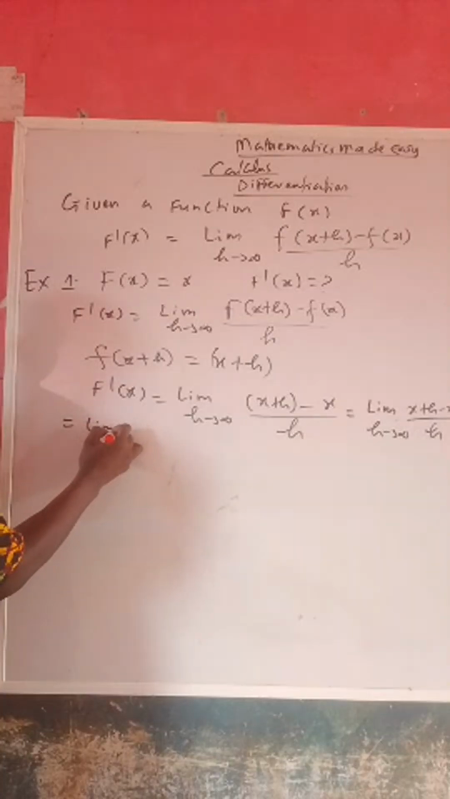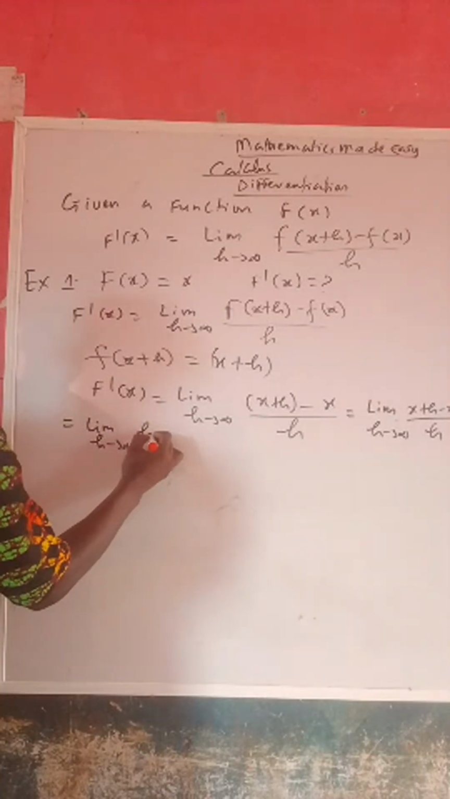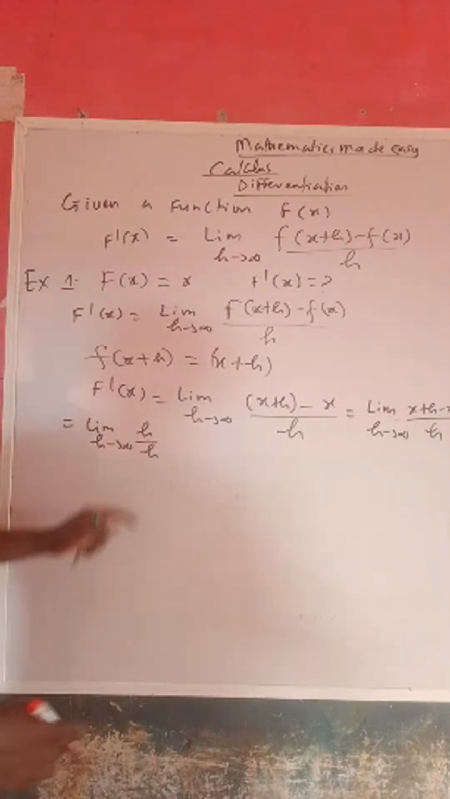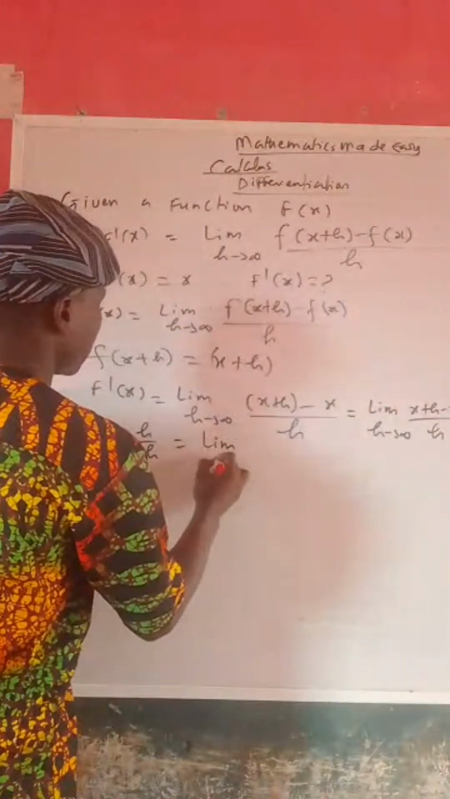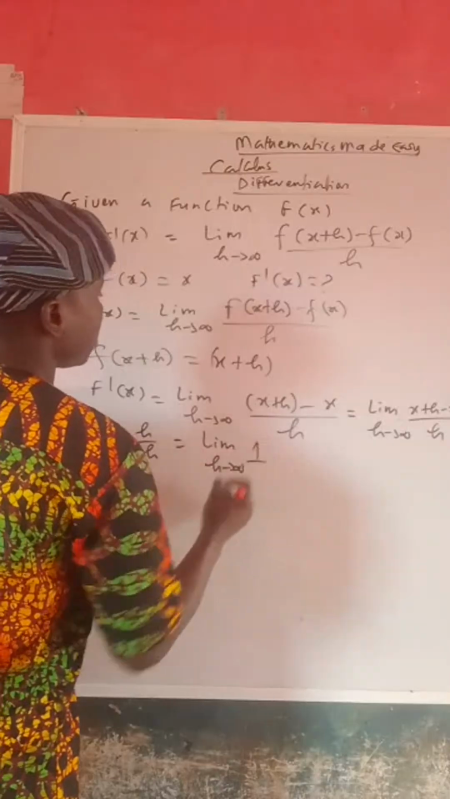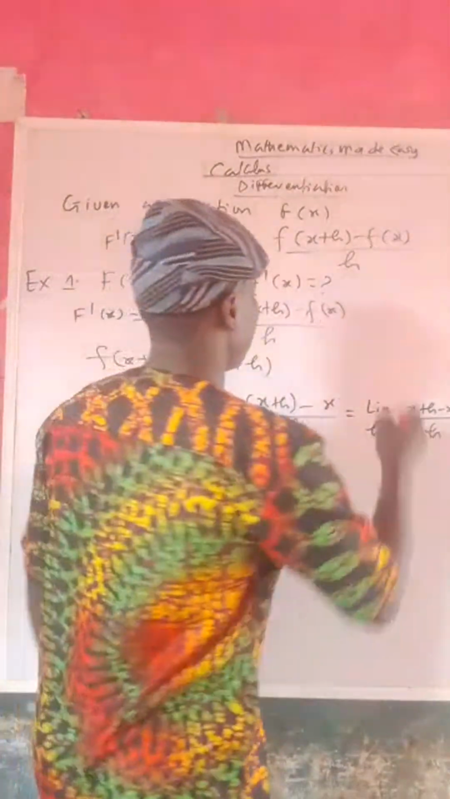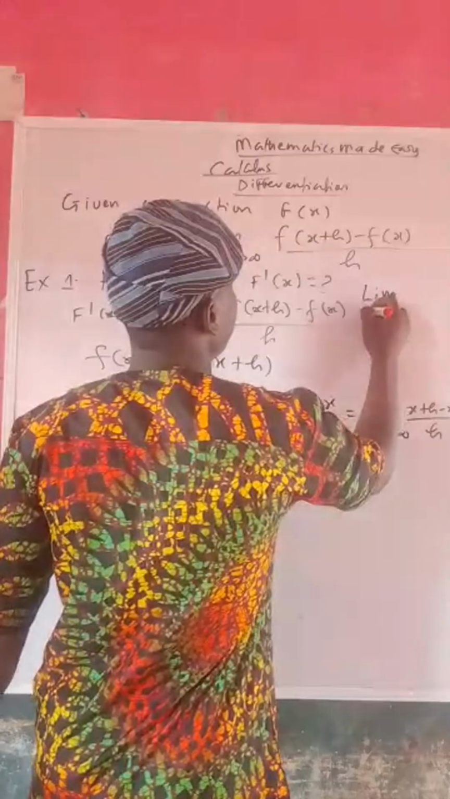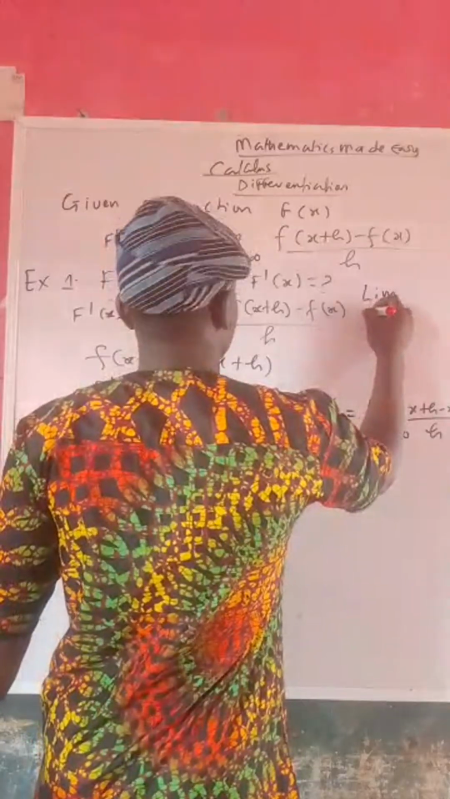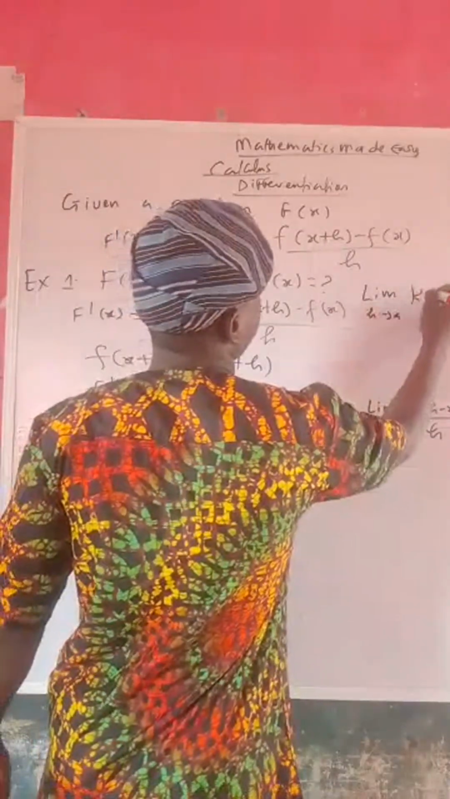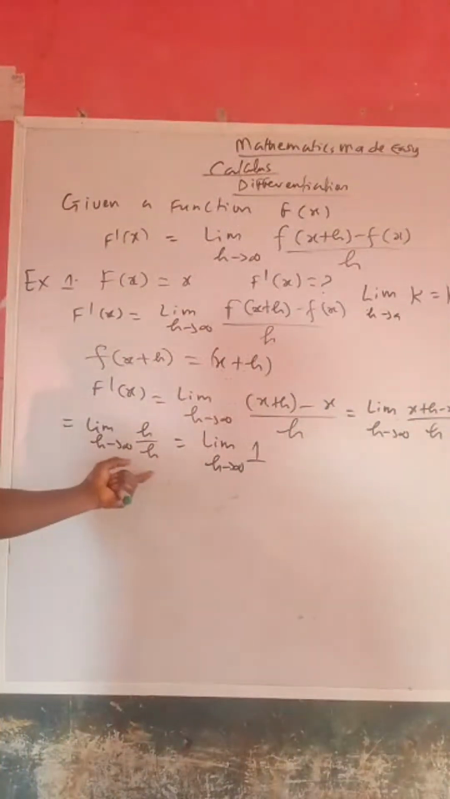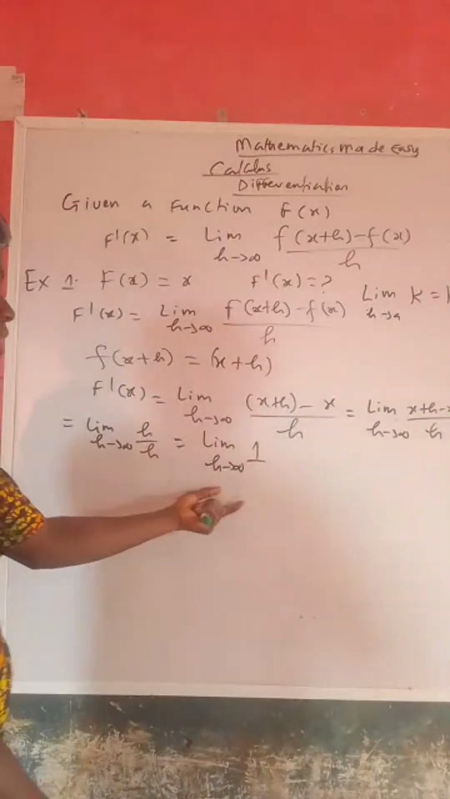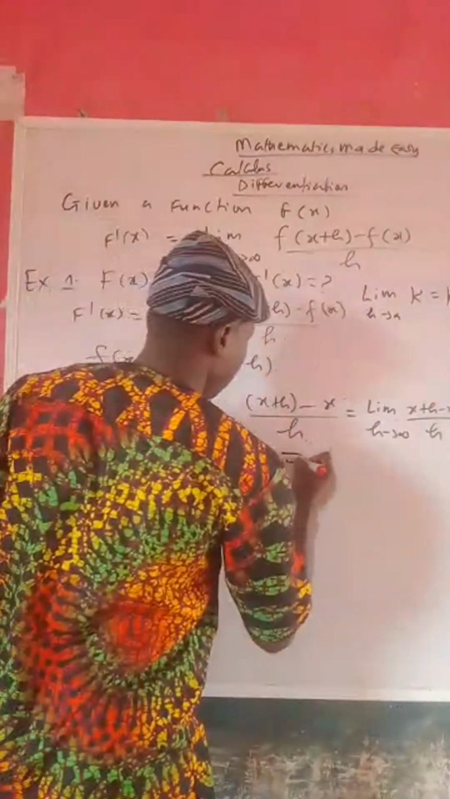So this will be equal to the limit as h tends to infinity of h over h. So h divided by h will give us 1. So we have the limit as h tends to infinity of 1. And then according to the rule of limits, we take the limit as h tends to a of a constant. That's going to give you the constant. Take note of that. So we take the limit of 1 as h tends to infinity.